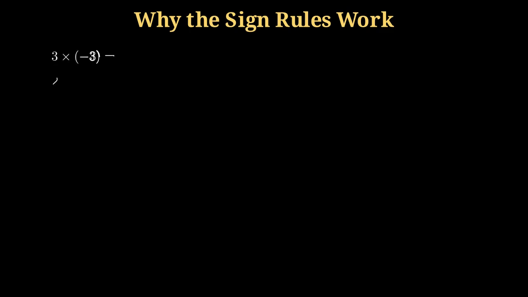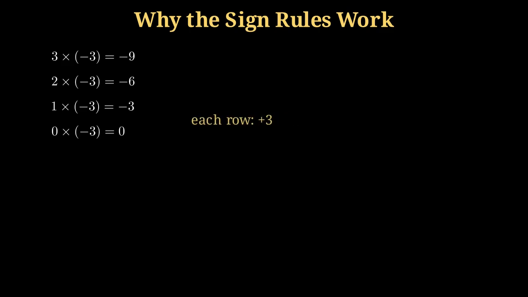Now for the famous question, watch this pattern carefully. 3 times -3 is -9. 2 times -3, -6. 1 times -3, -3. 0 times -3, 0. Do you see it? Every time the first number drops by 1, the answer grows by 3. -9, -6, -3, 0. The pattern climbs by 3 each row. So what must come next?